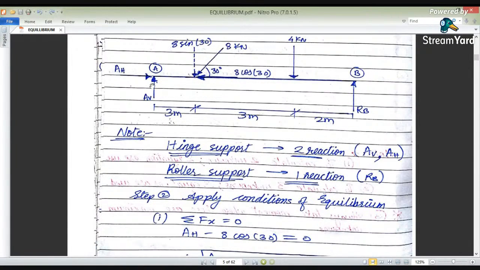So it will have it. It will be in anti-clockwise direction, RB. What about the distance? So 3 plus 3, that is 6, 6 plus 2 is nothing but 8. That means the RB distance is 8 meters, and it will be moving in anti-clockwise direction.